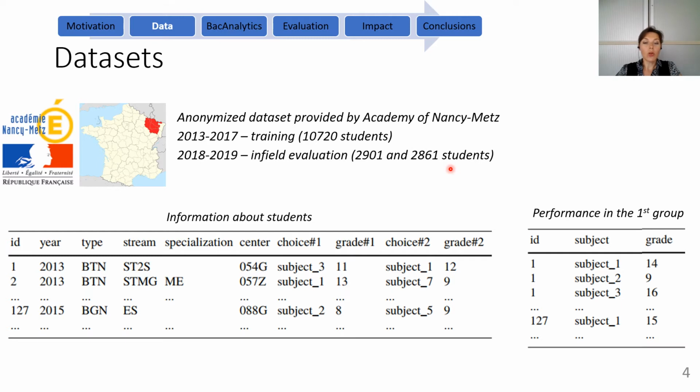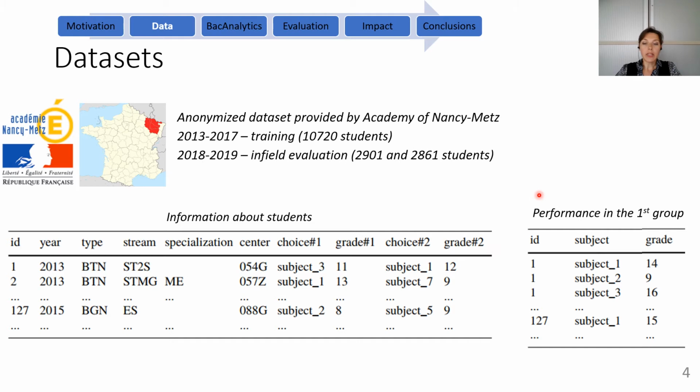Let us have a look more precisely on the data set that we worked with. First, we have general information about the students. This is the student ID, the year of the BAC test, the type, stream, and the specialization of the BAC. Next, we have the associated geographical center, that is the geographical place where the exam will take place. Finally, we have the two choices that were made by the students, that is the two subjects that were chosen with the associated corresponding grades.